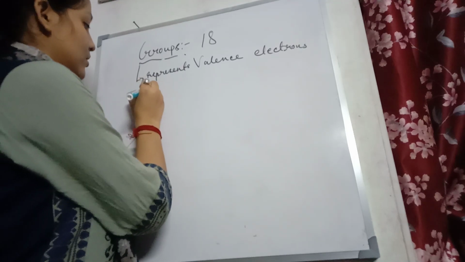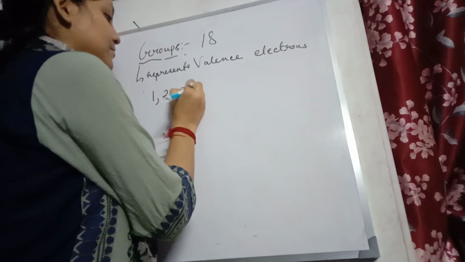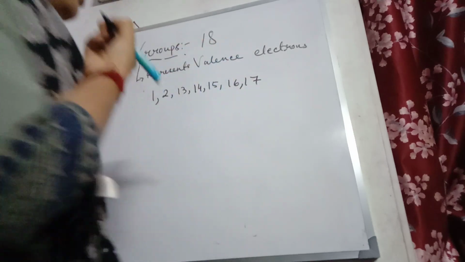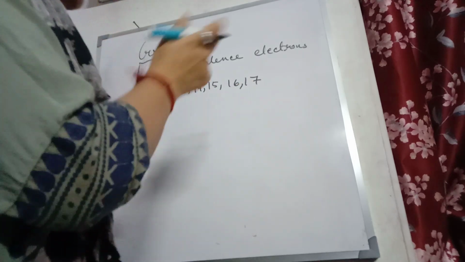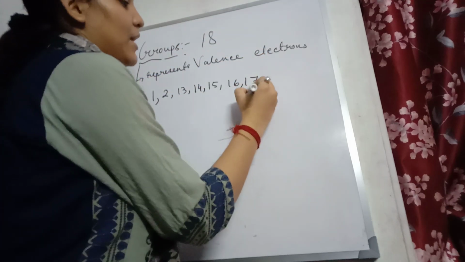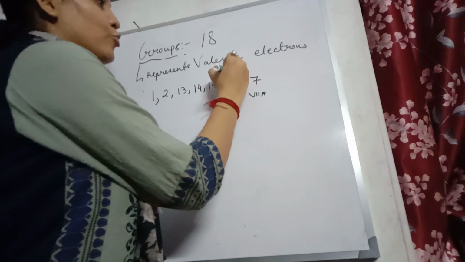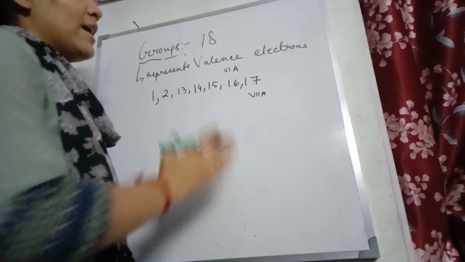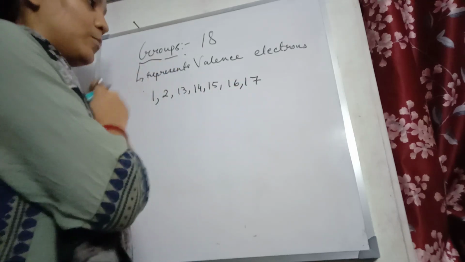Group number 1, 2, 13, 14, 15, 16, 17. Right? Now these are all the modern notations. Initially we used to write group 17 by this symbol, sorry, 7A. 16 as Roman 6A. 15 as Roman 5A. So Roman numerals were used in the old recommendation, but in the modern recommendation it is modified to numerals. Okay, so this is the modern notation of a group.